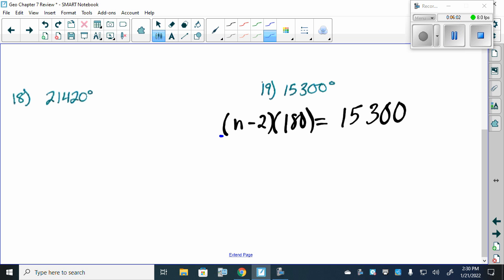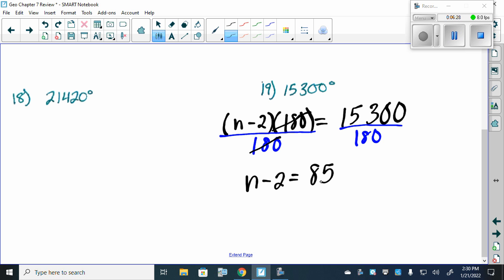Well, the first thing we need to do is to divide both sides by 180. Well, here the 180 and 180 will simplify, leaving us n minus 2 is equal to 85. At this point here, we can add 2 to both sides, telling us that n is equal to 87.